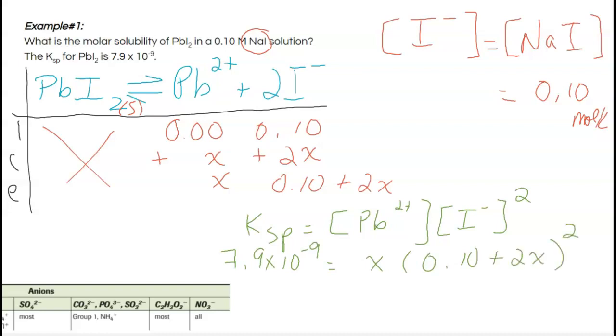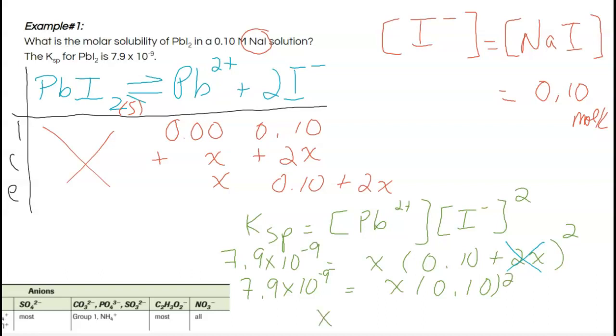Now, in this case, I know that this increase of 2x is going to be very, very small because my KSP is very, very small, which means that the math will allow me to simplify this. I'm going to just get rid of that 2x entirely so that I don't have to solve a quadratic equation. That is something that we talked about when we were doing equilibrium calculations, where we can get rid of some small amounts to simplify the math where it is valid to do so. So that simplifies this to x times 0.10 squared.